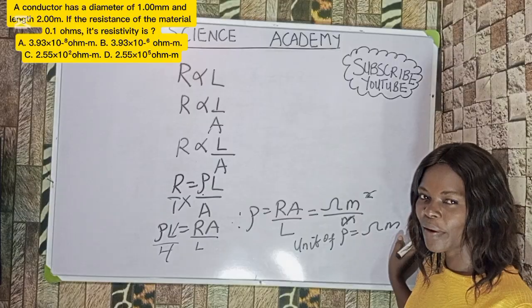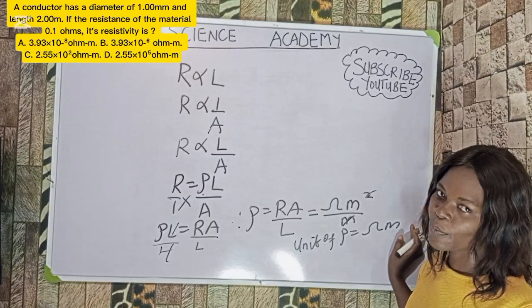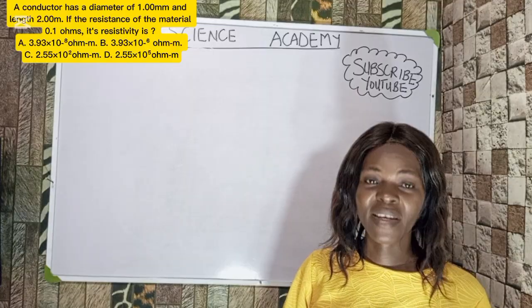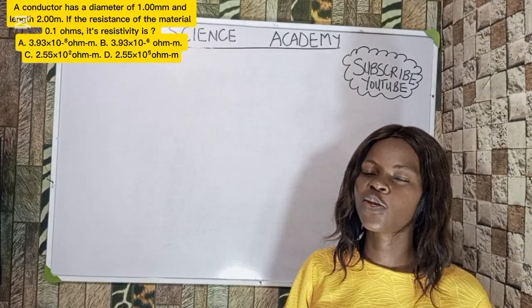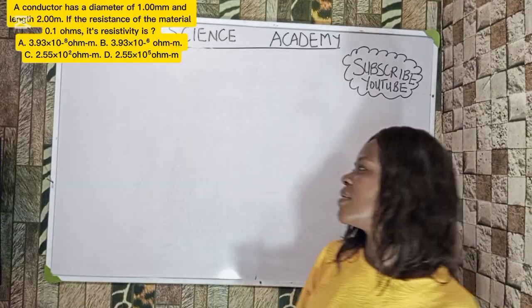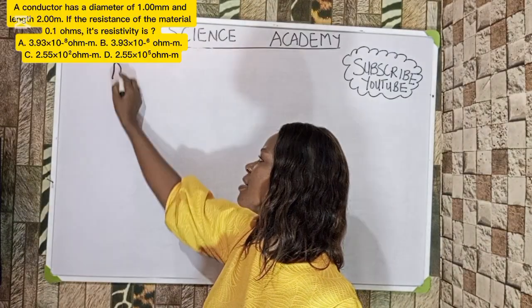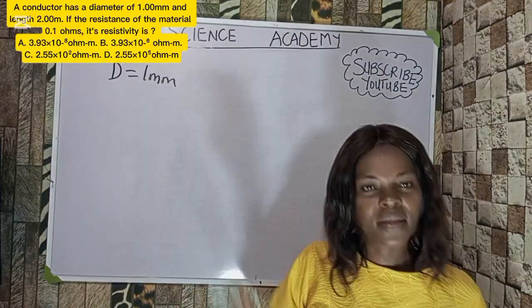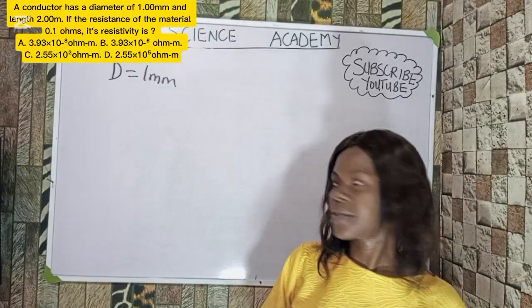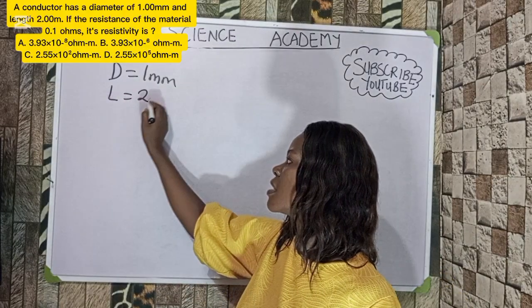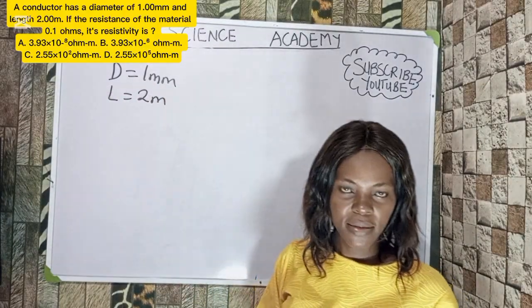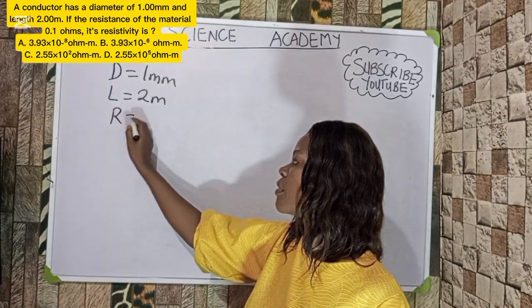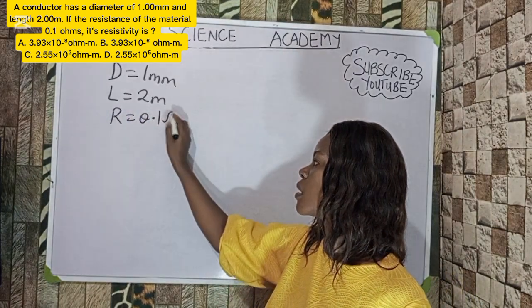So we're going to state our parameters to solve this particular problem. Let us state all the parameters we have in this particular question. We are given the diameter of 1.00 millimeters. So I have diameter D is equal to 1 millimeter, right? The length is given as 2 meters. So L is equal to 2 meters, right? Then the resistance is 0.1 ohms. Resistance R is 0.1 ohms.